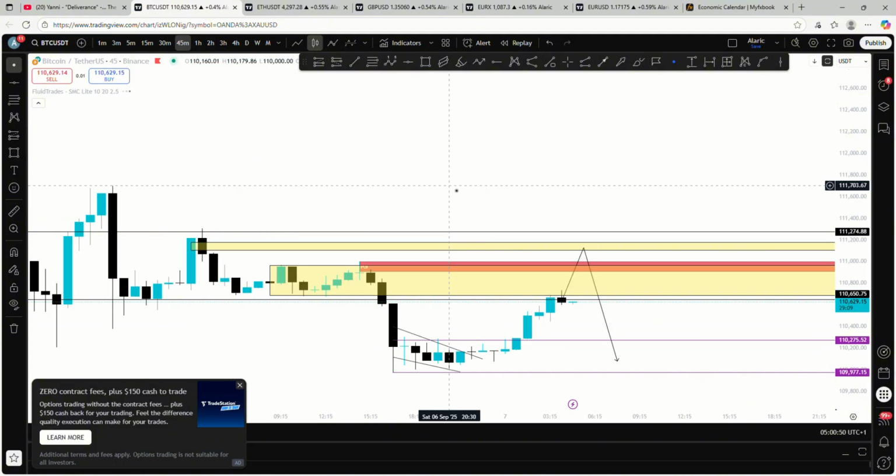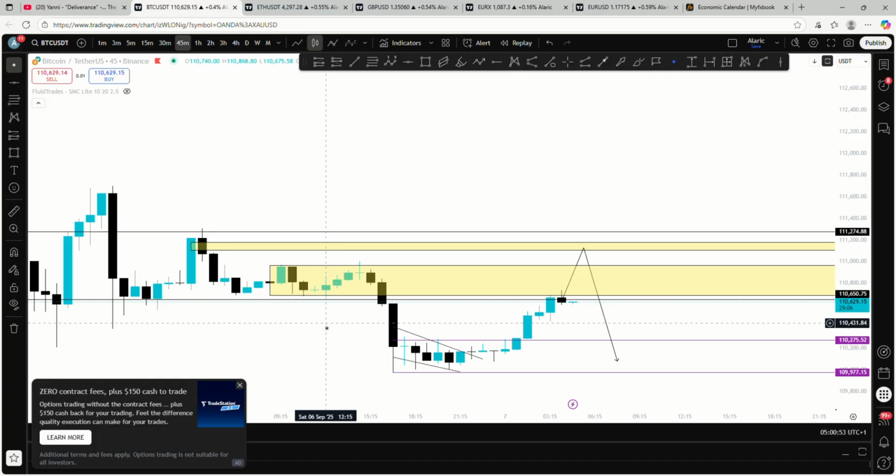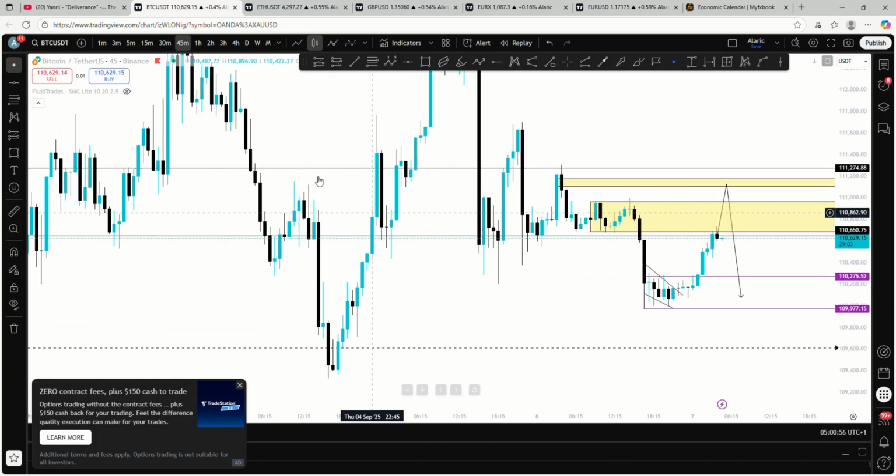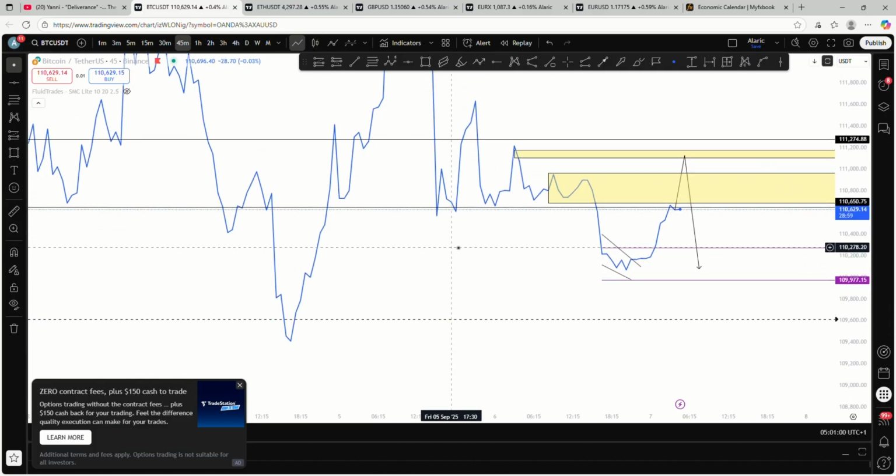Then I went to 45 minutes time frame. Let me close this so that you will not be confused. I went to 45 minutes time frame. On 45 minutes time frame, we can now see. Now let me put it on a trend. We can see that it is clear.